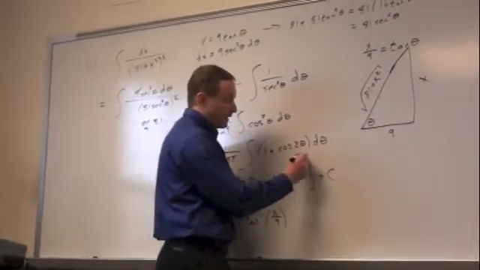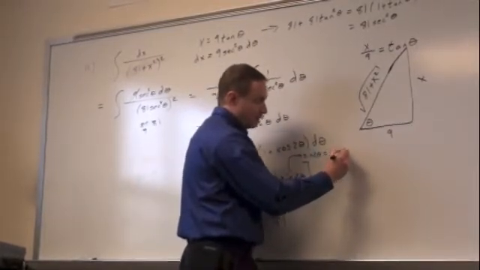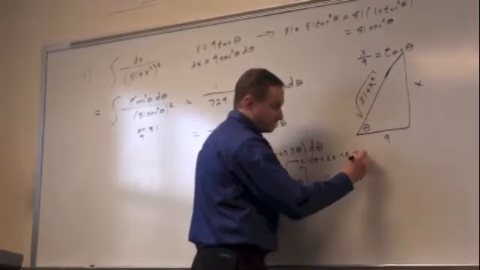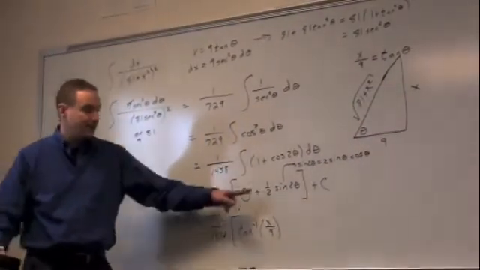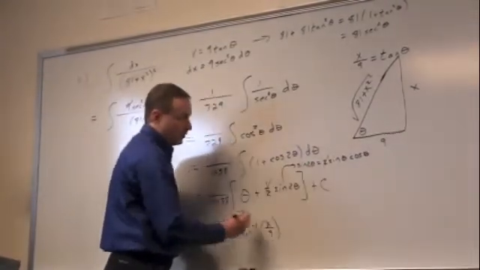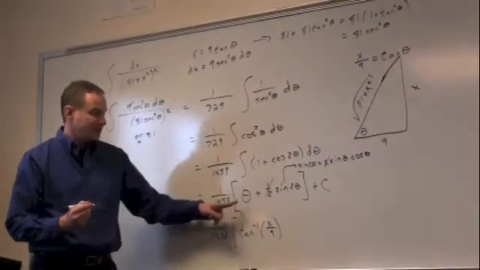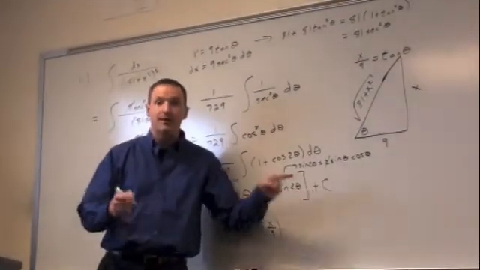The sine of 2 theta is equal to 2 sine theta cosine theta. Which means 2 sine theta cosine theta times this 1/2. This 2 and that 1/2 eliminate. So I can say this is nothing more than theta plus sine theta cosine theta.